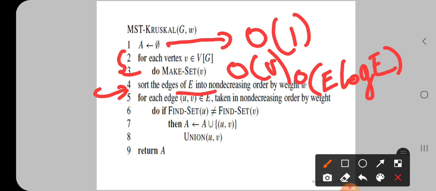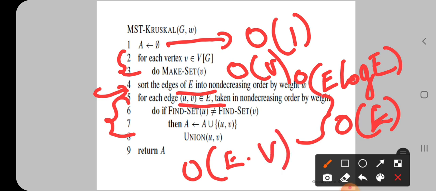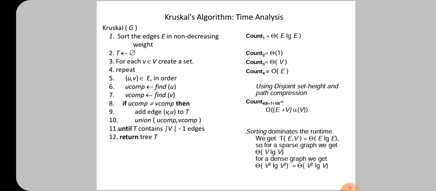Then if we use this loop, for each edge UV belongs to E, in non-decreasing order of weight, we are finding the find set, and this operation will take a time of order E. That is, we are checking each edge. So total time complexity is order of E plus V into log V.